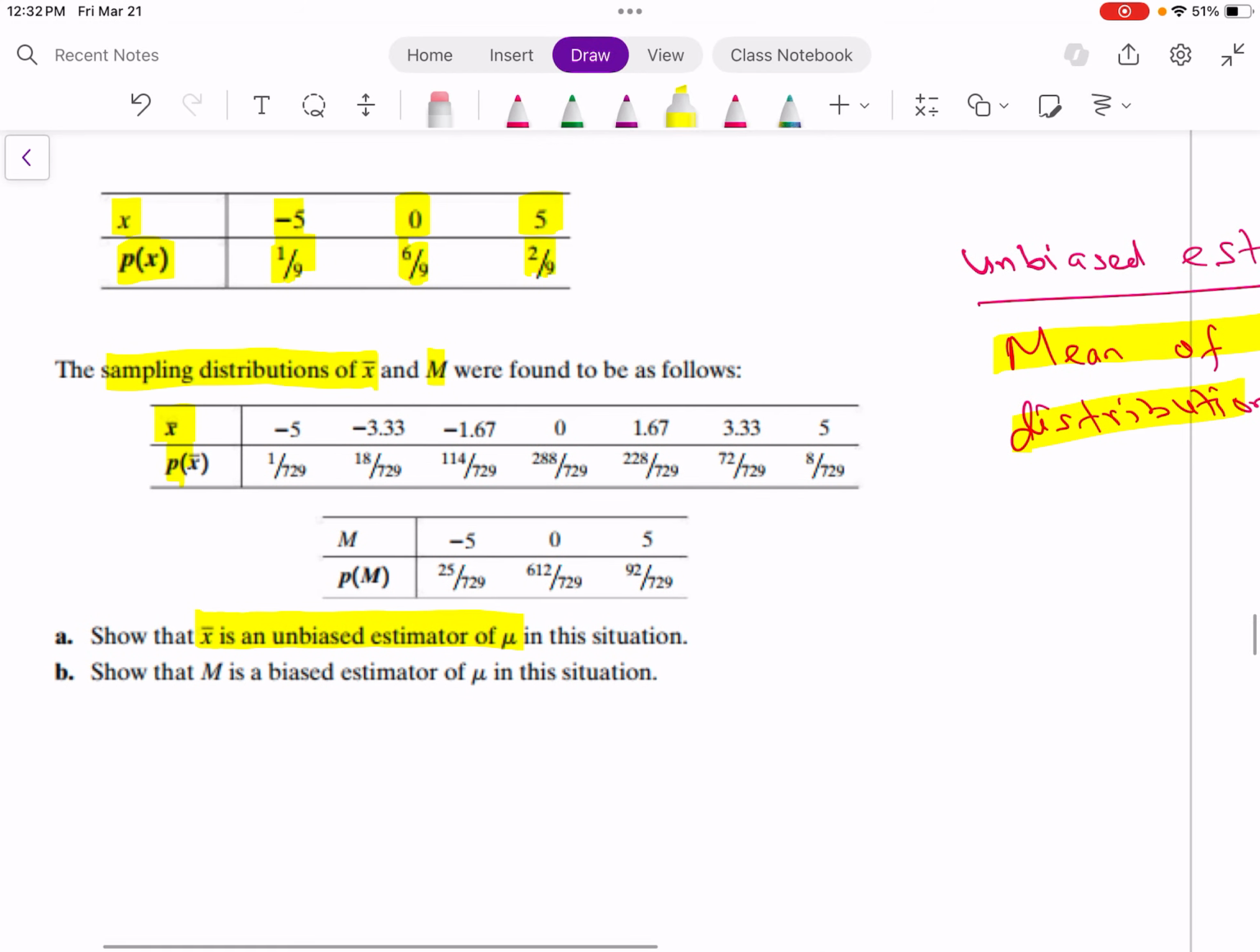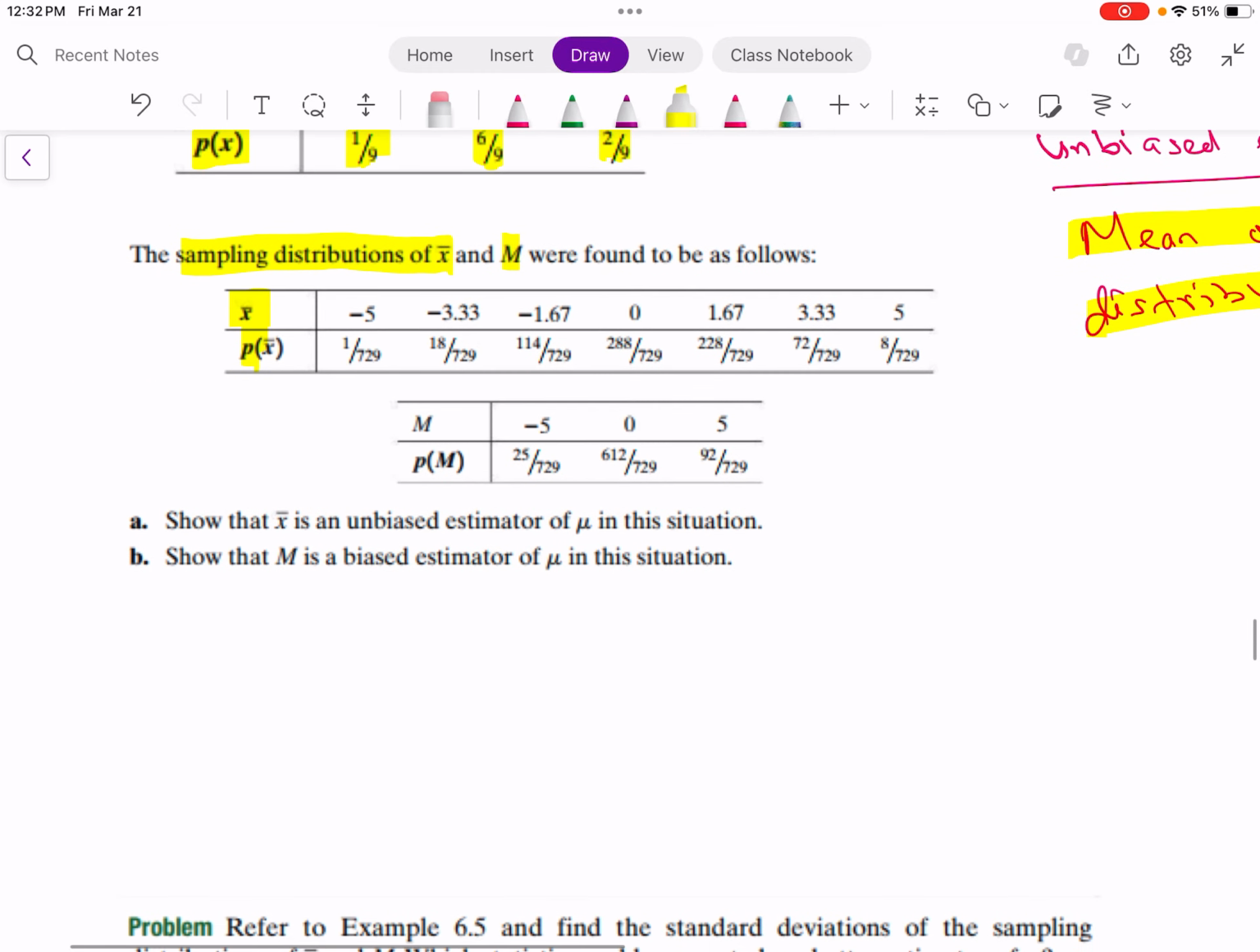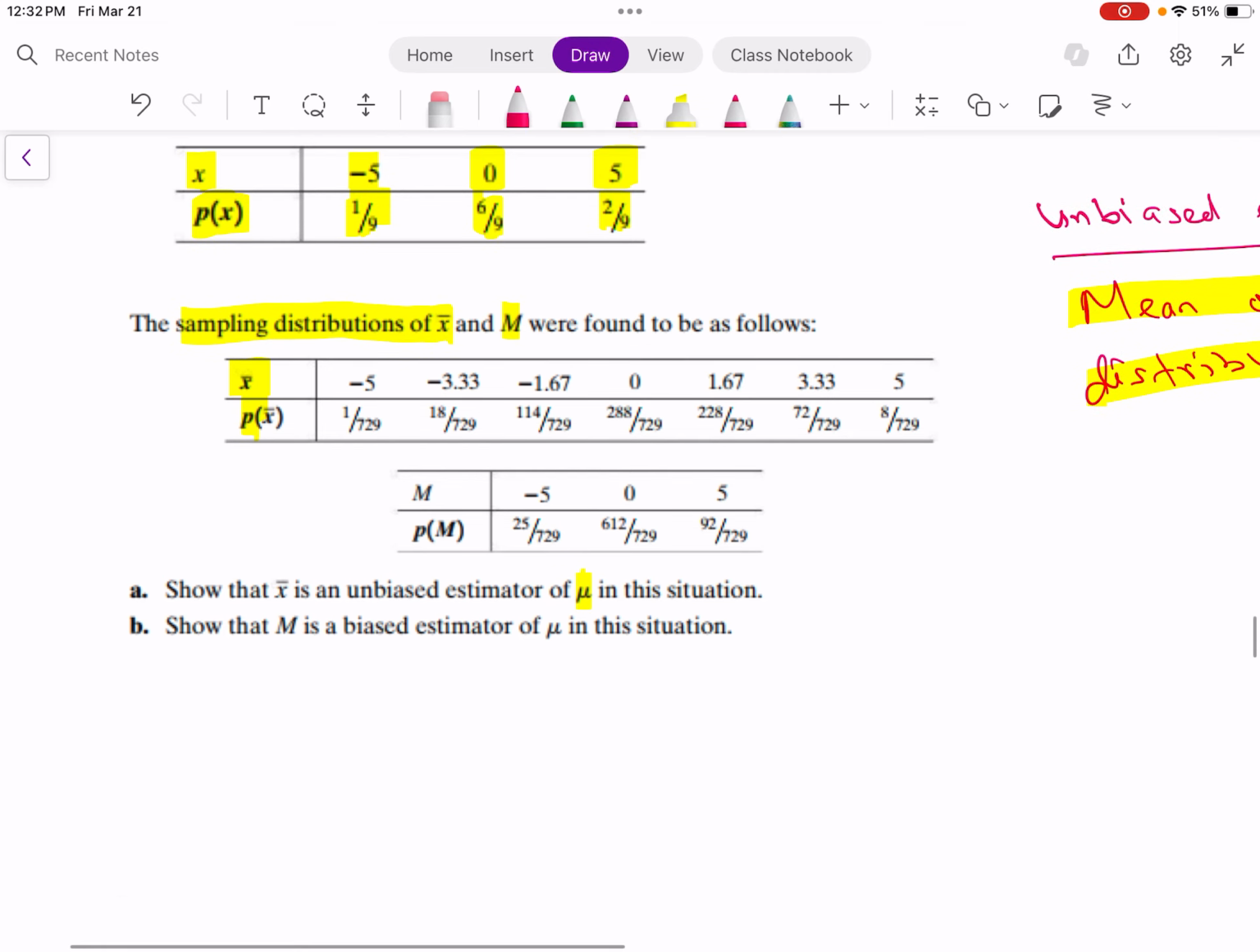Now, what is the parameter here? What are we trying to estimate? We are trying to estimate mu, right? So let's find mu. How do we find mu? Mu is the mean, and the other name for the mean is the expected value of x.